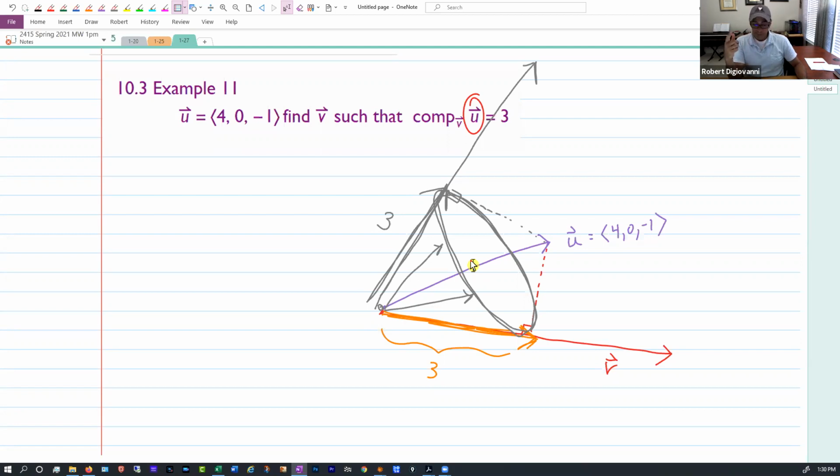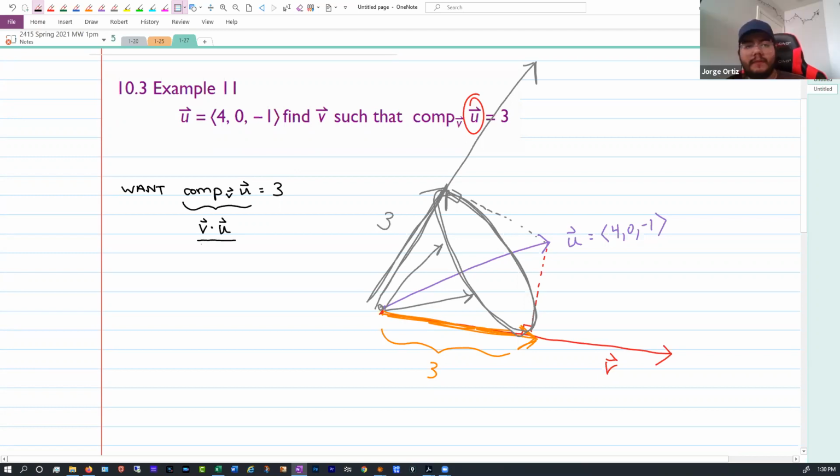Okay, so let's get down to the mechanics. We want the component of u onto v to be equal to 3. Now, we do know what u is, right? The formula for that is what? V dot u over what? Magnitude of u.